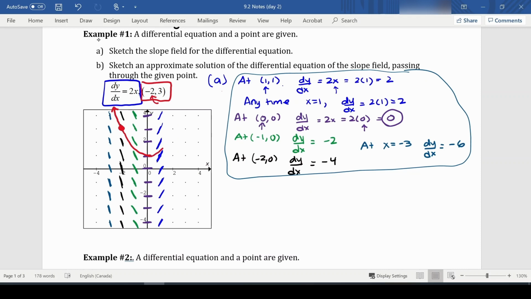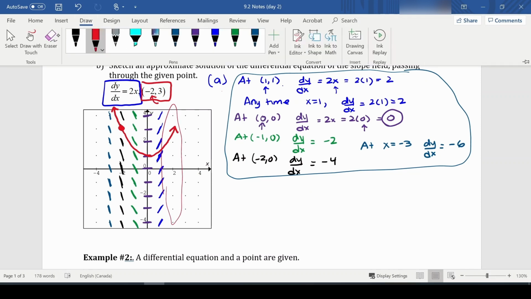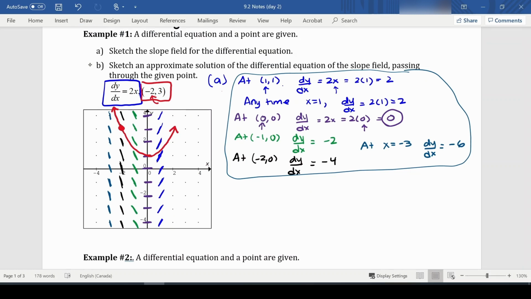And then it would head back up towards the right. Okay. And I could be more accurate on the right had I kept going and drawn more tiny slopes over here. If I had been given a different point, my curve would look slightly different. Now, it's not going to look too different.